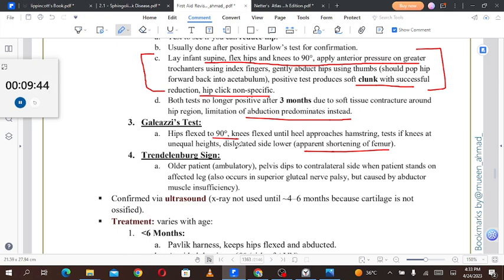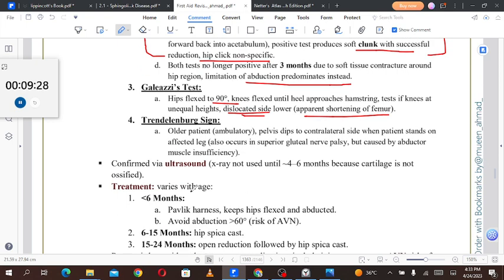So remember that in the Galeazzi sign the dislocated side is lower, while in the Trendelenburg sign, in an older ambulatory patient, the pelvis dips to the contralateral side when the patient stands on the affected leg. It also occurs in superior gluteal nerve palsy. Diagnosis is confirmed by ultrasound; X-ray is not used until about 4 to 6 months because the cartilage is not ossified.